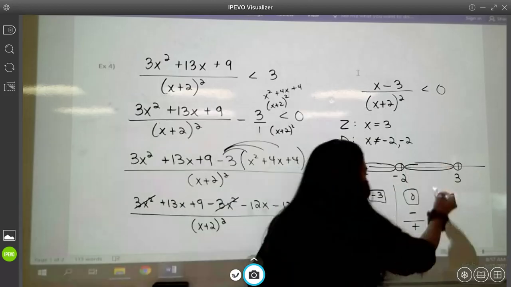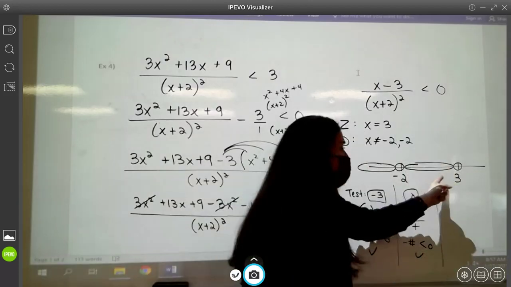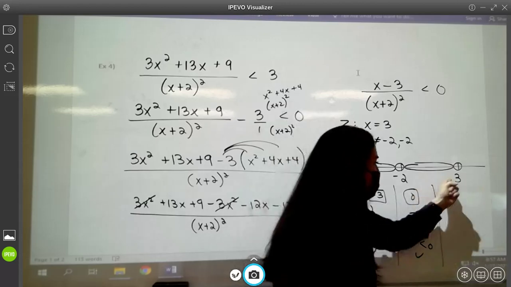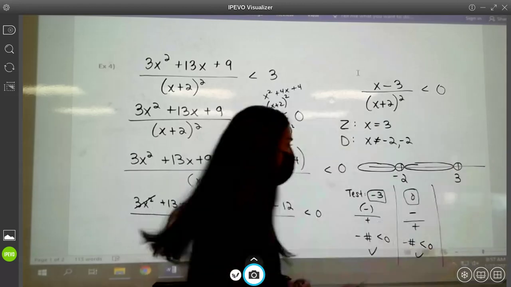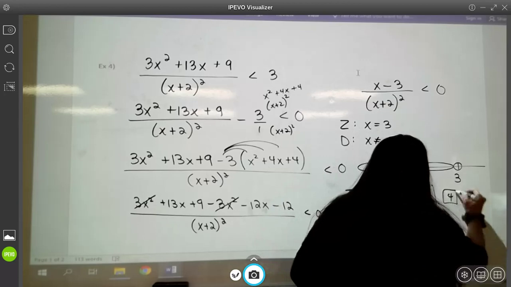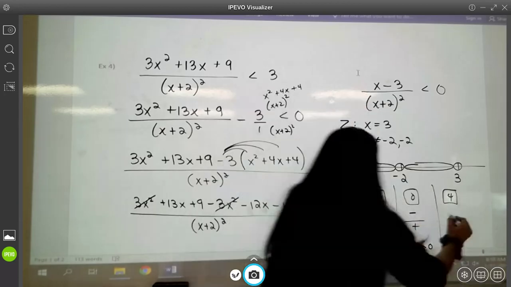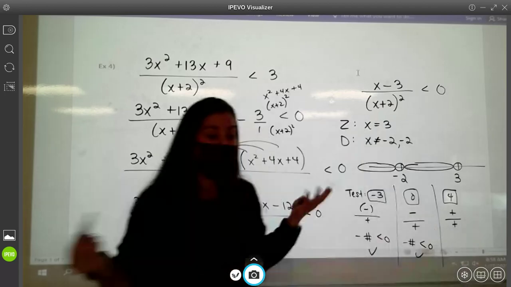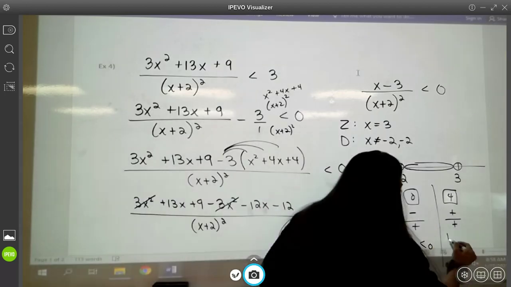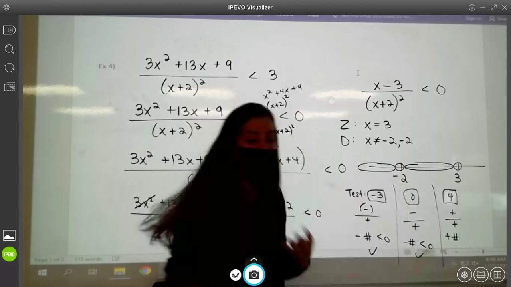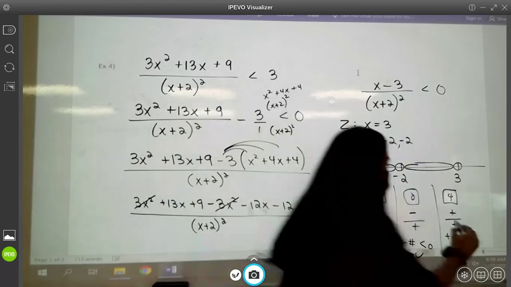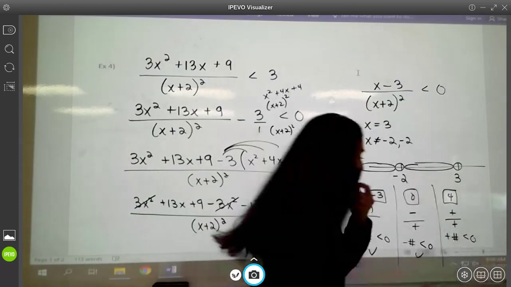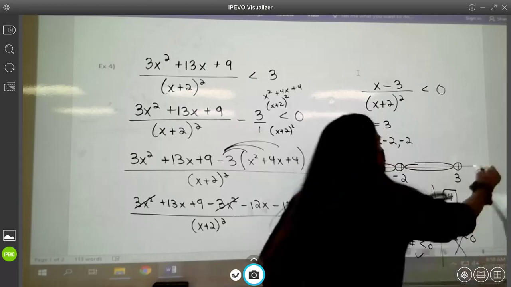And then the last, I know this is a single root, so it's going to cross. So if it's coming from the negative, it's going to cross. This should be positive now. But I'm going to test it anyway. 4. Right? That's going to be positive. 4 minus 3. Anything squared is positive. A positive over a positive is a positive number. Is a positive number going to make this true and be a number less than 0? No, it's not. These are bad guys.